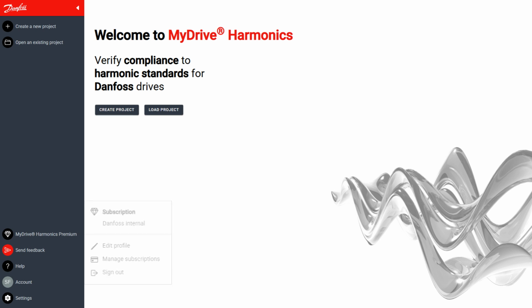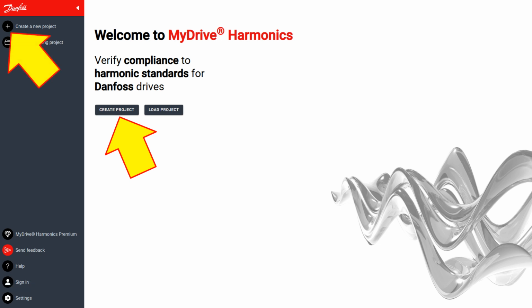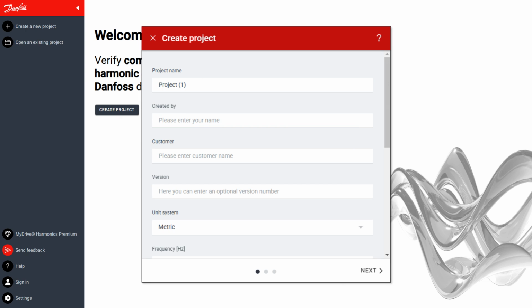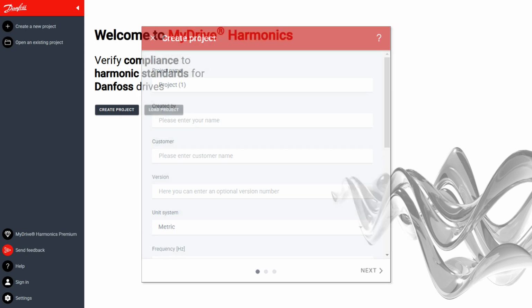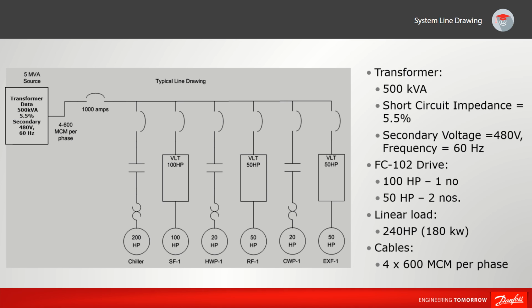To view or edit a previously saved project, click on Load Project. To start a new project, click Create Project. You can also click on the plus button to create a new project. A window will pop up and will ask for the project name and other related information. I have created this simplified customer line diagram that I will use in this training video. The information shown here will be used to set up the project in MyDrive Harmonics.